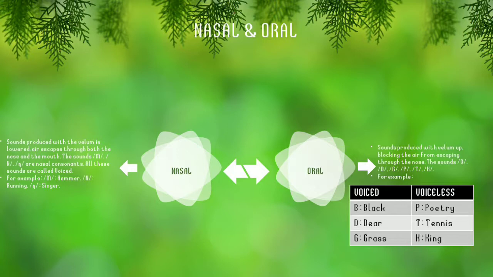Oral. Sounds produced with the velum up, blocking the air from escaping through the nose, are oral sounds, since the air can escape only through the oral cavity. Most sounds in all languages are oral sounds, and all of these sounds are divided into two types, voiced and voiceless. Voiced, for example, the sound b in the word black, and voiceless, for example, the sound k in the word king.